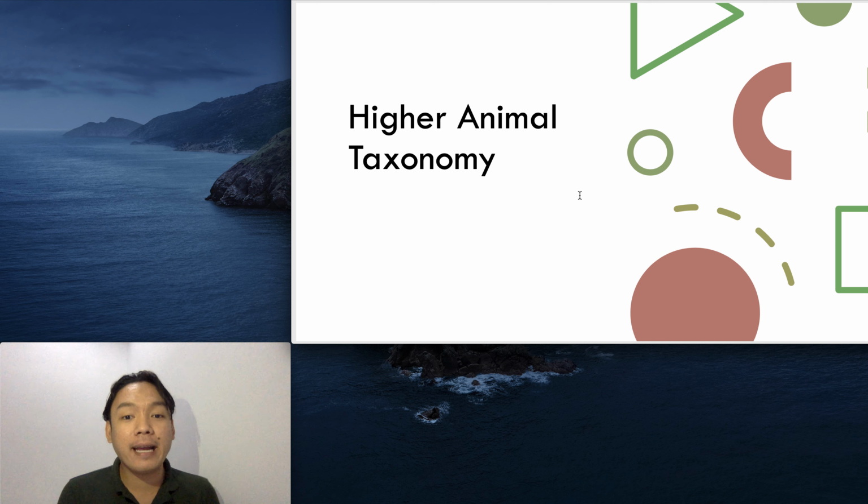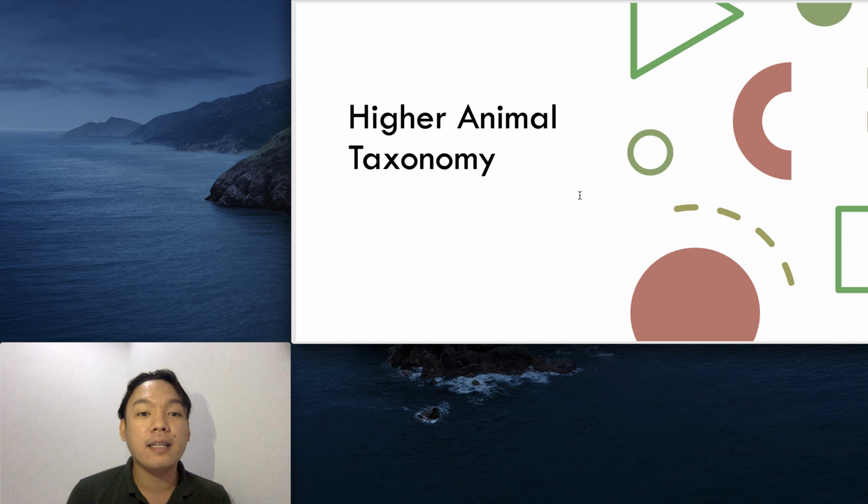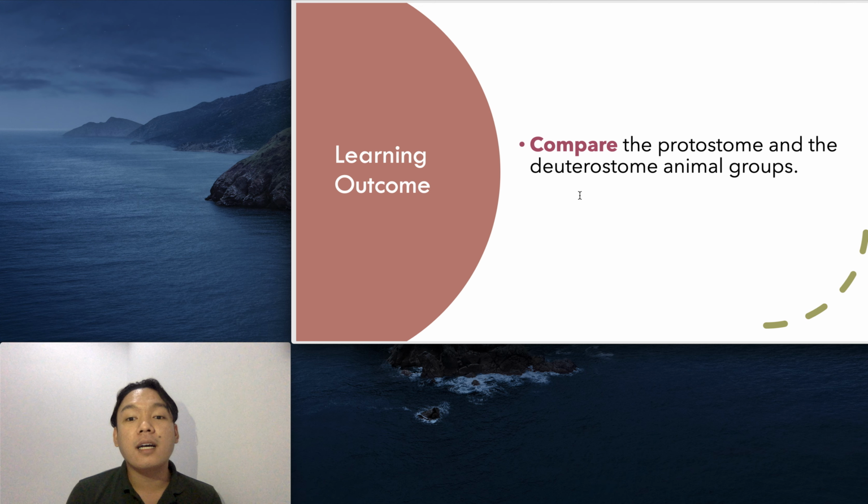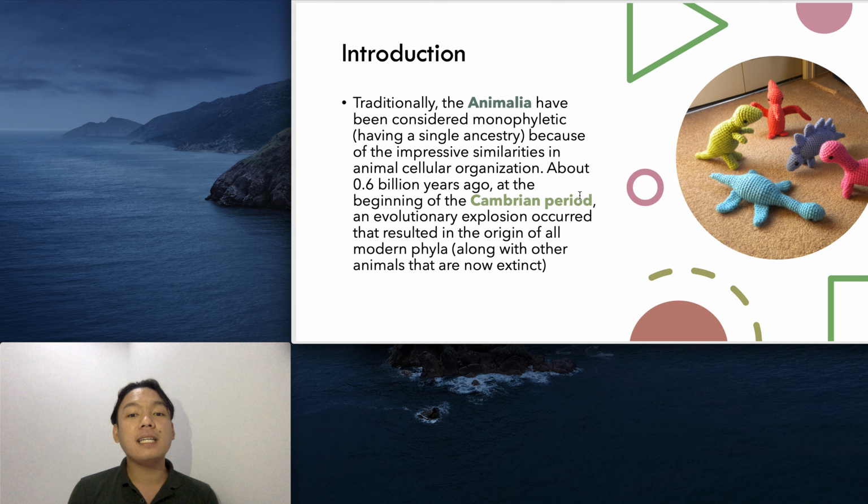So what about higher animal taxonomy? Taxonomy is the study of classifying organisms, or animals, or any living organism. So this is what higher animal taxonomy is: to compare the protostome and the deuterostome animal groups. Traditionally, the Animalia have been considered monophyletic. So Animalia have a single ancestry. Mono means one, a single ancestry.